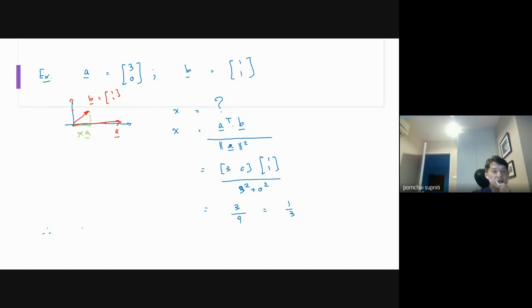So therefore, the projection XA, okay, this is called the projection of B onto A. So XA is just 1/3 multiplied with [3, 0], which is A. So you have [1, 0]. This is a very simple example in 2D, but the concept can be extended to very high dimensions, like 10 by 1, 100 by 1, and so on. And A can be anything, A doesn't have to be [3, 0]. It can be some other axis as well.